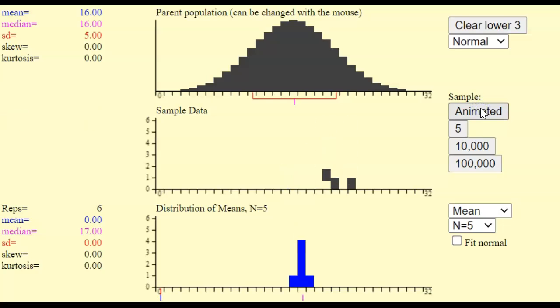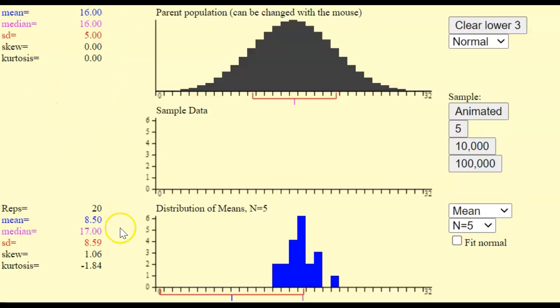All right, so I keep doing this, and I keep finding the average of all of these sample means. I do it again and again, and we're going to see what happens to the distribution of all the averages that I got. Let's do 5 at a time. Now I'm starting to get a mean in there. The population's mean was 16. The mean of my samples was 8.5. Standard deviation is 8.59.